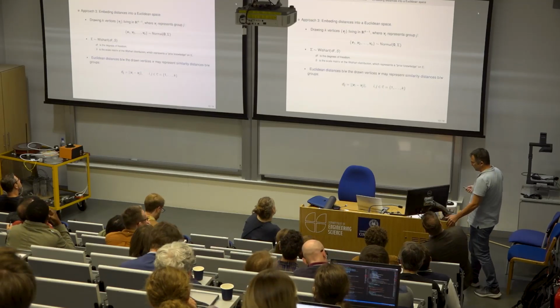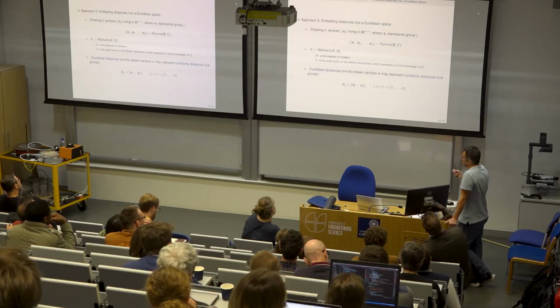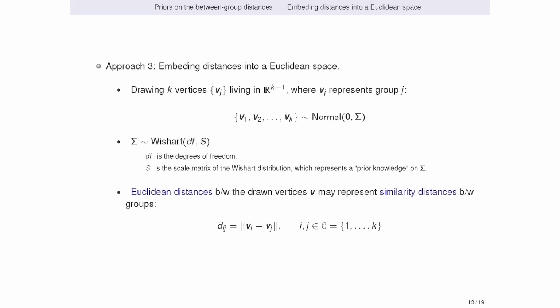And in approach 3, we don't specify the prior distributions directly on the distances. Instead, we do it indirectly through embedding the distances into a Euclidean space. We draw k vertices in the Euclidean space where the vertices can represent the groups, and then compute the Euclidean distances between the vertices, and this might represent similarity distances between the groups.